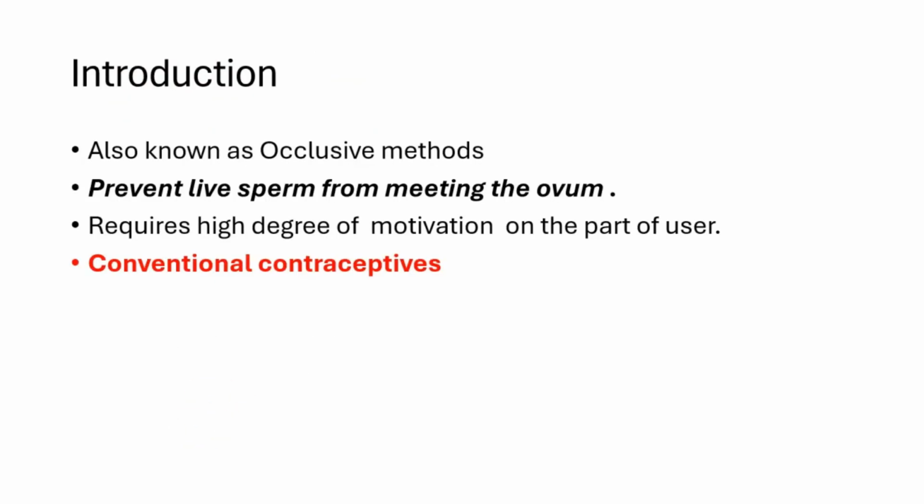So barrier methods are also known as occlusive methods, and they prevent live sperm from meeting the ovum. This kind of contraception requires a high degree of motivation on the part of the user, and they are also known as conventional contraceptives, meaning those contraceptives which require action at the time of sexual intercourse.